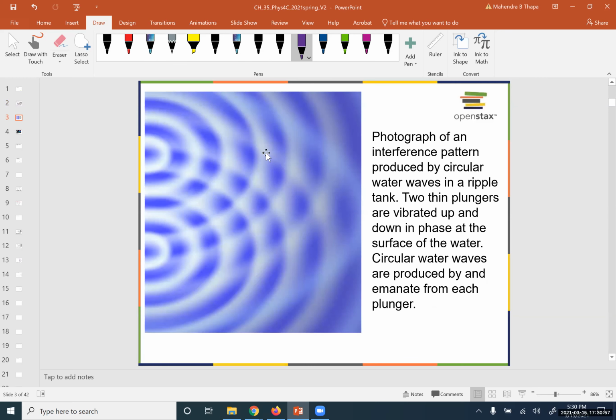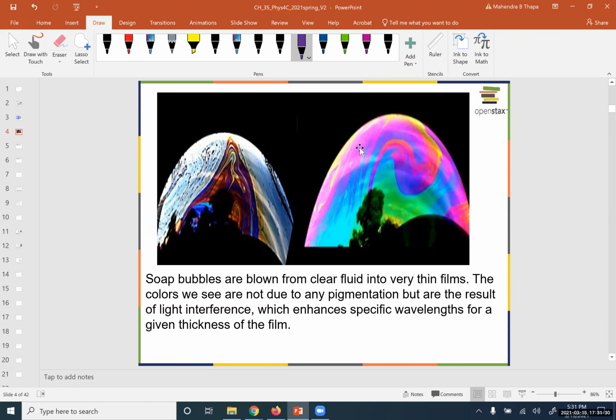This is the example in the photograph: an interference pattern produced by circular water waves in a ripple tank. You will see the ripples spread out, while two thin plungers vibrate up and down in phase at the surface of the water. This is the other example: in soap bubbles we see different colored images. This coloring is because of the interference of the waves.